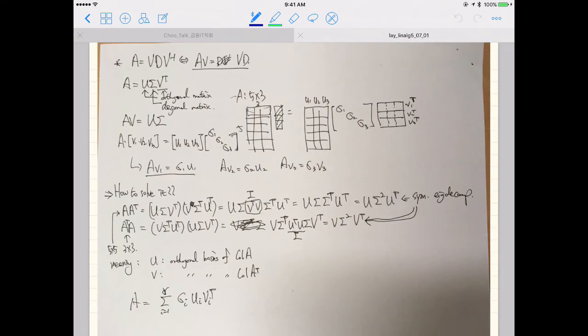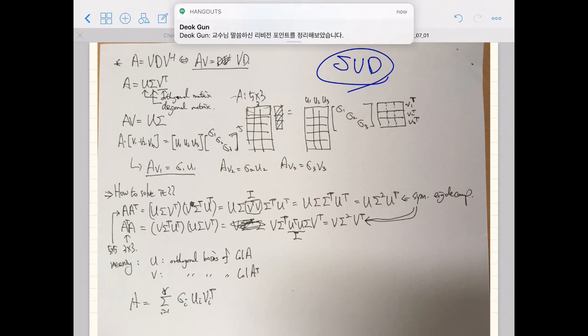Okay, unfortunately the time is already over, and I wish I could cover the last thing about the singular value decomposition. It's unfortunate, but maybe next time. This is the last boss of our game, like a 끝판왕 of linear algebra. But maybe next time, we may have some opportunity.